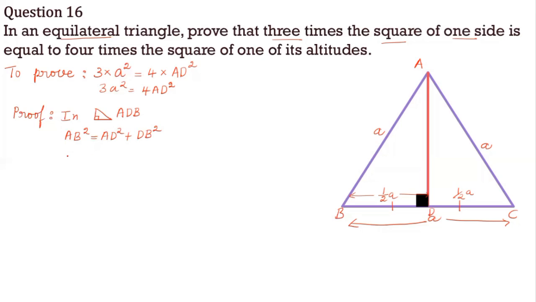Now AB is equal to A, so A square is equal to AD square plus DB is equal to half of A, so half A whole square. Now A square is equal to AD square plus half A whole square is equal to A square by 4.